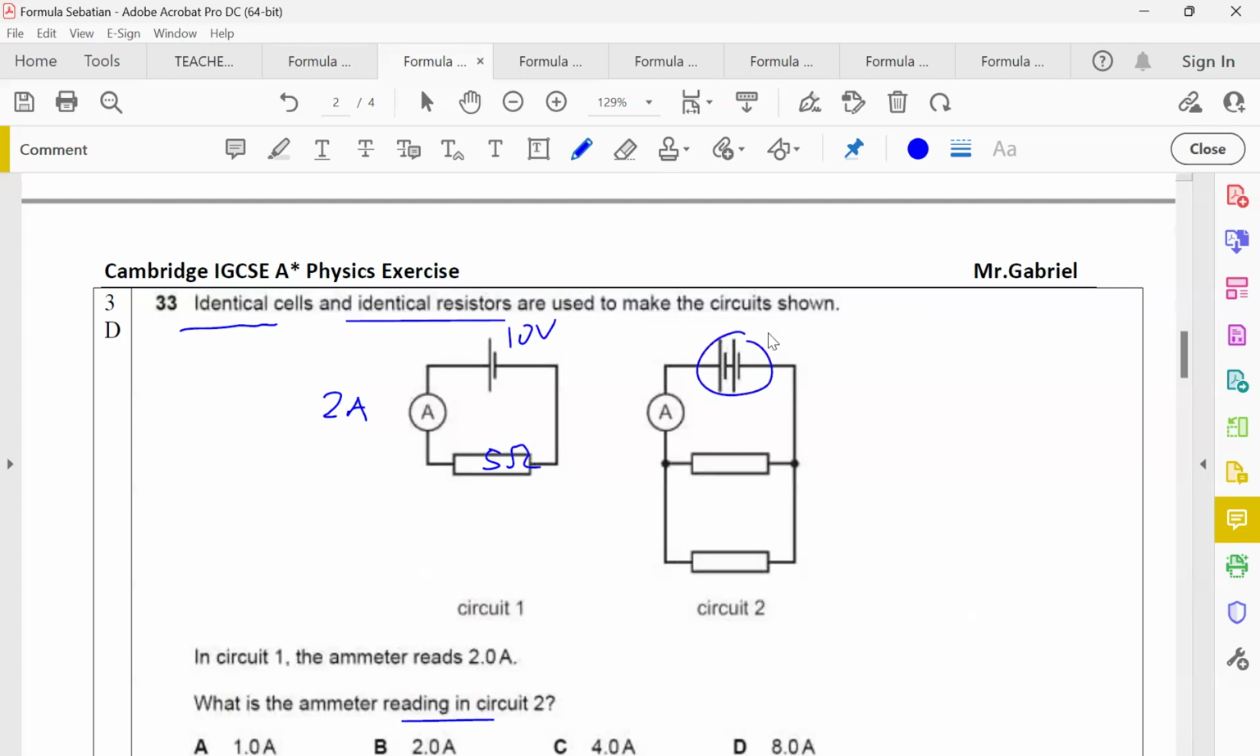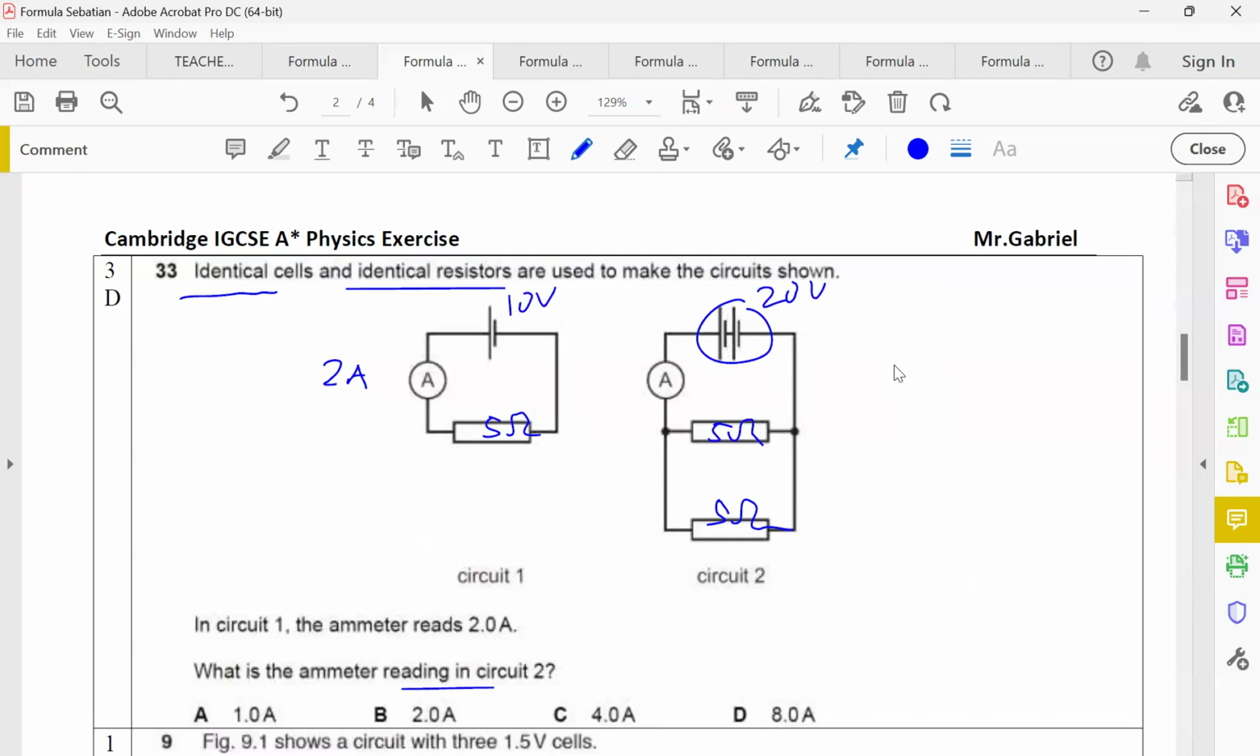But right now, is it still going to be 10 volts? It will be 20 volts, 5 ohms and 5 ohms. How much? Then it'll be 4. 4. 4. Okay, if you're not certain, you can do it the manual way also.